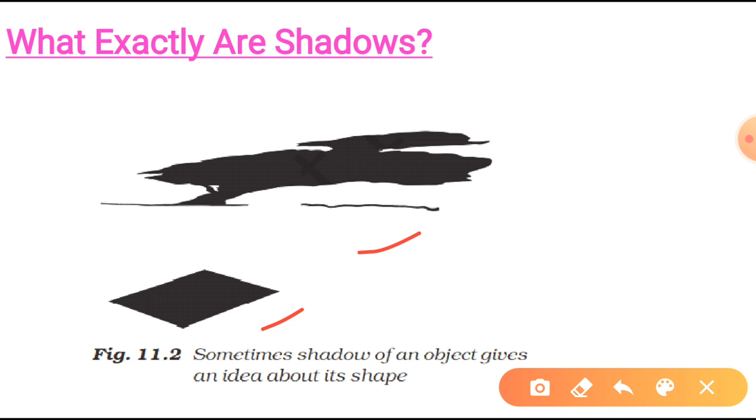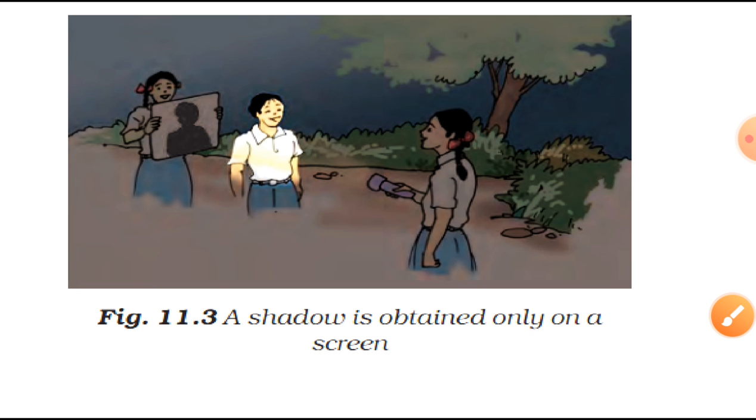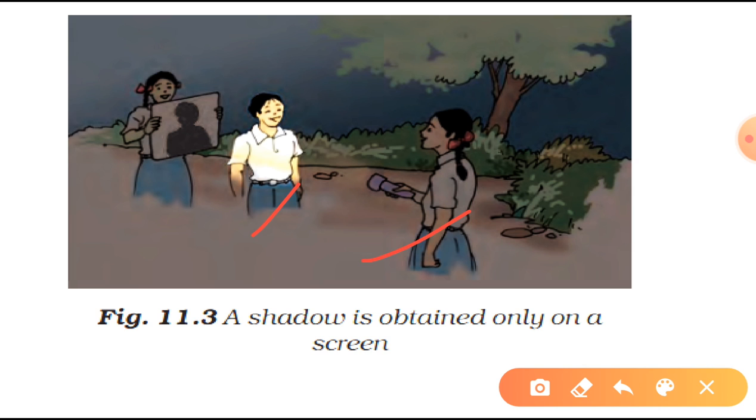So, students, what exactly are shadows, we have to understand it. For that I have given you one explanation: whenever an opaque object comes in the path of light, it blocks the light, and on the back side, in the opposite side, there you will see a dark area, that is the shadow. Now we will see some more shadows. Have a look at this picture. A shadow is obtained only on a screen. This child is just shining a torch on the other one and you can see the shadow on the screen.